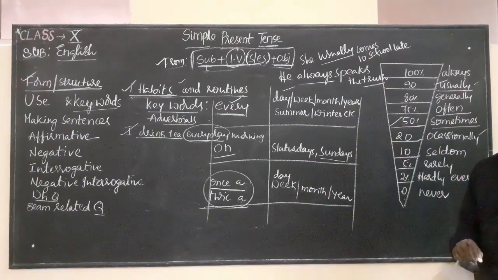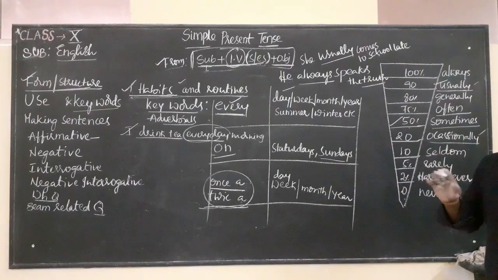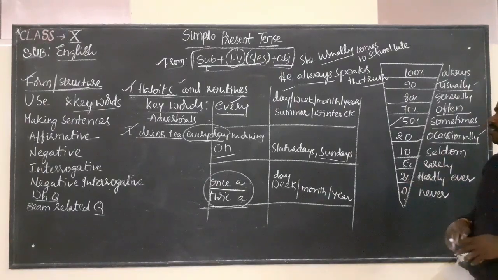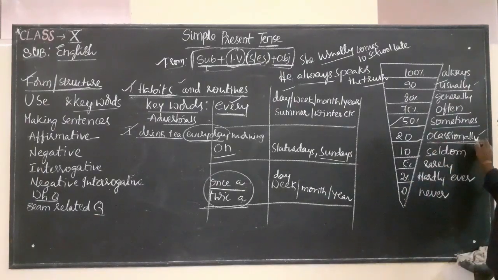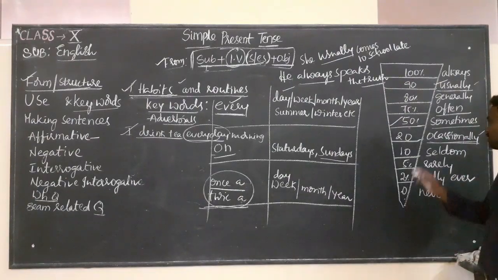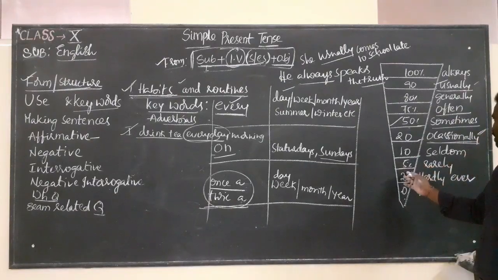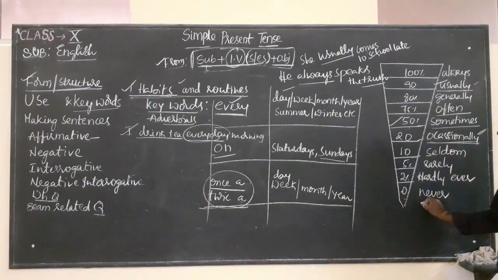He occasionally comes here. 20%. Not all the time, not every day. He just comes occasionally, whenever the requirement arises. Seldom is 10%, rarely 5%, then hardly ever, never.